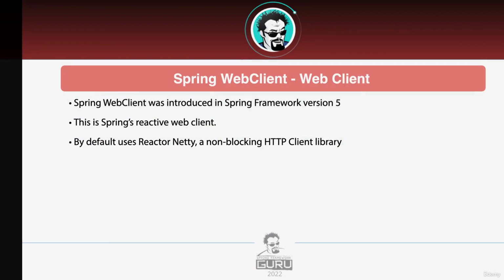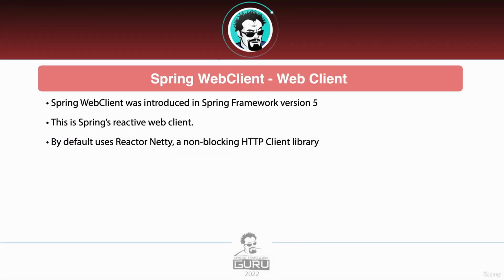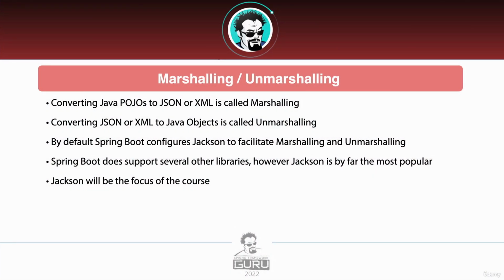Now, web client, that was also introduced in Spring Framework 5. This is Spring's reactive web client. Underneath the covers, it uses Reactor Netty, which is a non-blocking HTTP client library. So you do get some efficiencies using this in terms of being non-blocking, and it is new. There's been some development, and Spring is actively developing this client, adding more features and functionality to it. It is mature, and I use it. Like I said, I use both. Both are there to use, and you should be fluent in both because you will see both being used out in the workplace. Now, marshalling and unmarshalling.